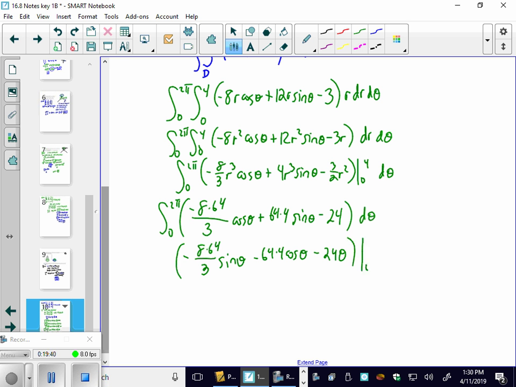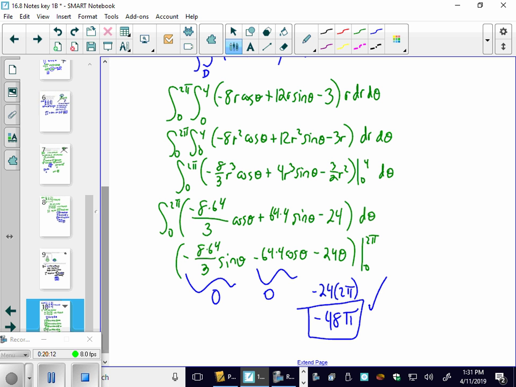The reason for that is because I am going from 0 to 2 pi. Plugging in 0 and 2 pi into both of these is going to give you 0, because you're going to get the same thing minus itself. The only thing that's going to matter is plugging the 2 pi into the negative 24. So we get negative 24 times 2 pi, or negative 48 pi. So it does work after a lot of silly mistakes. All right, I kept it to about 20 minutes, so you guys will finish it in about 10.